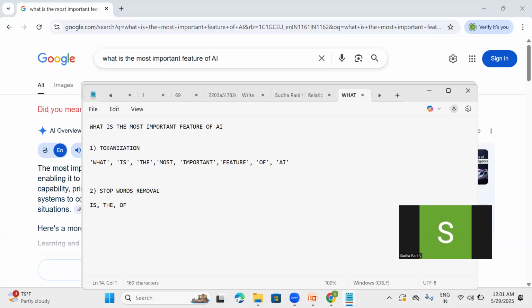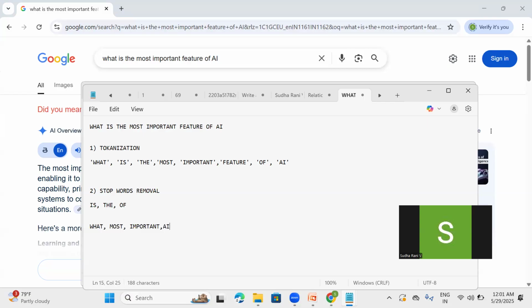After the stop word removal, we are getting: what most important features of AI. So the stop words we got are is, the, of, and now what are the keywords? The keywords I generated are most, important, and AI.